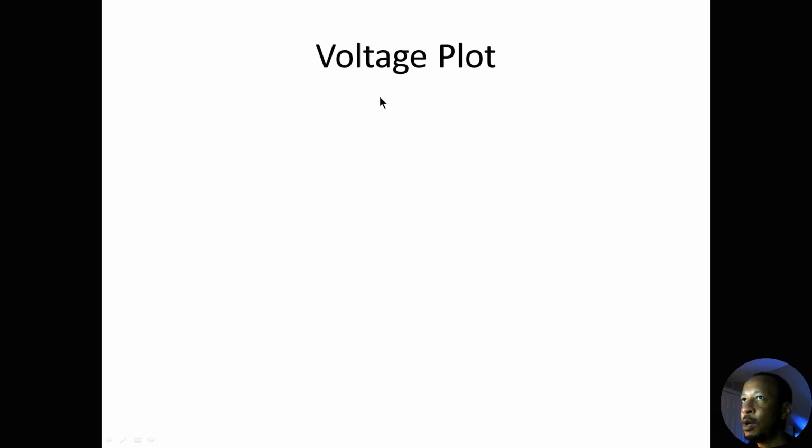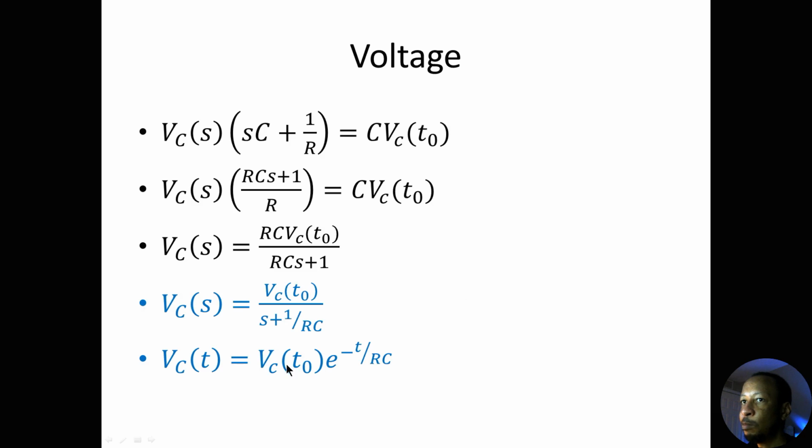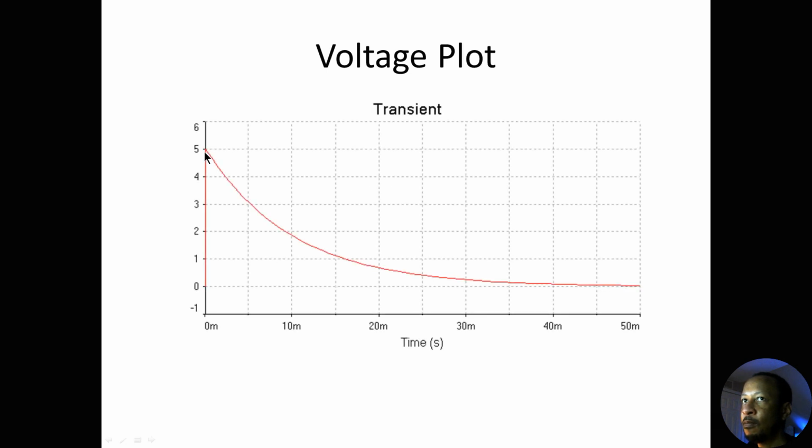Now the voltage plot, what does that look like? Well, it starts off at 5, and then over those 5 time constants, by the time it gets to 50 milliseconds in this particular example with the values that I'm using, it basically goes down to 0. So that all makes intuitive sense, especially when you look at the equation there: VC of t sub 0 times e to the negative t over RC. That all makes intuitive sense.